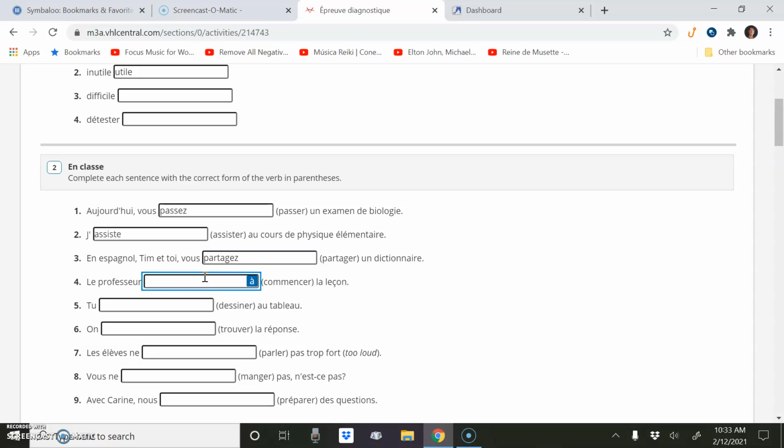And le professeur is like one person, like il. So just ends in an E. There you go. Le professeur commence la leçon. The professor begins the lesson. Again, just put the right ending there.